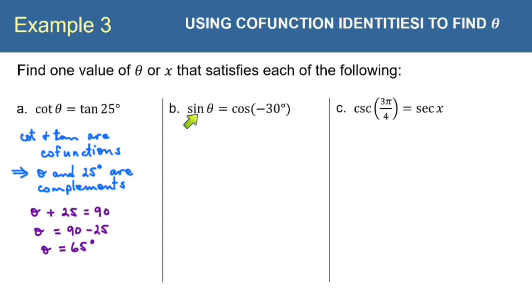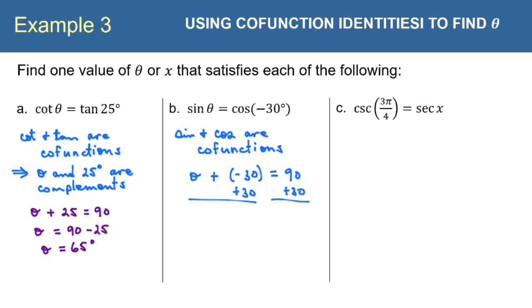So let's try that strategy on part B. So here it says the sine of theta is equal to the cosine of negative 30 degrees. Well, sine and cosine are cofunctions, and that means that theta and negative 30 are complements. So theta plus negative 30 has to be 90. Now if we just add 30 to both sides of our little equation here, we can see that theta is going to have to be 120 degrees.